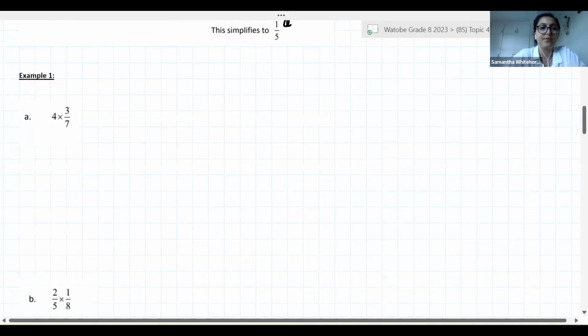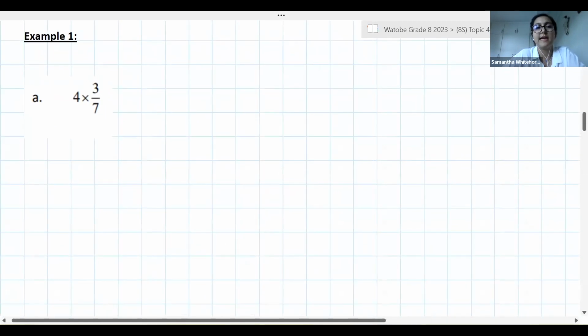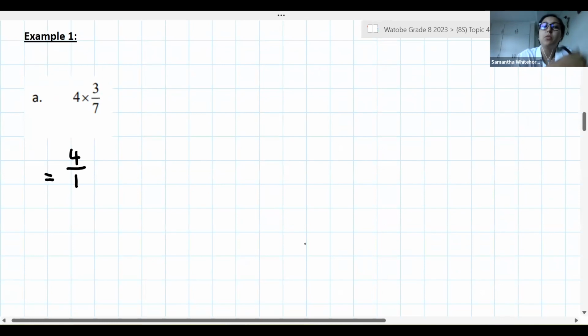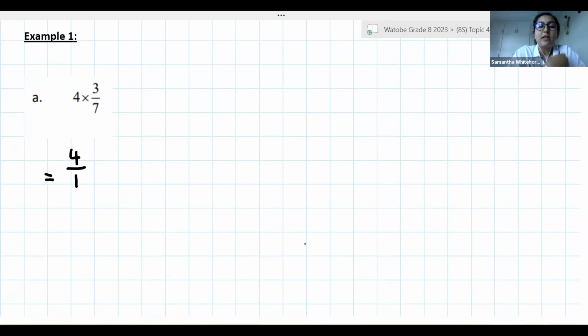Okay, so if we have a look at example A here, we have got 4 times 3/7. Now, the first thing I always do is I always write everything as a fraction. So this whole number 4, I'm going to write as a fraction of 4/1. You don't have to. And once you become more comfortable with fractions, you probably won't need to. But it does make the beginning stages of multiplying fractions a little bit easier. So we've got 4/1 times 3/7.